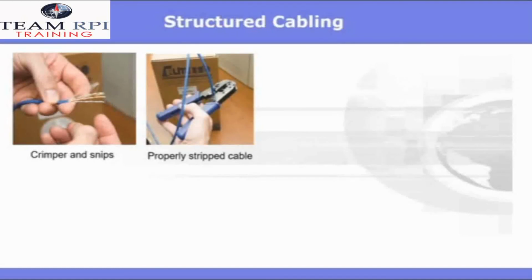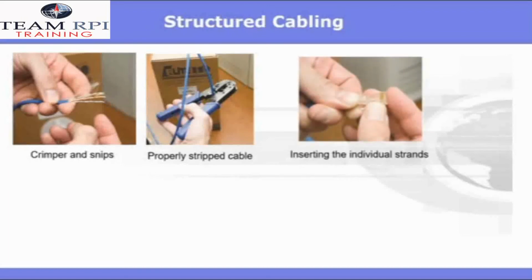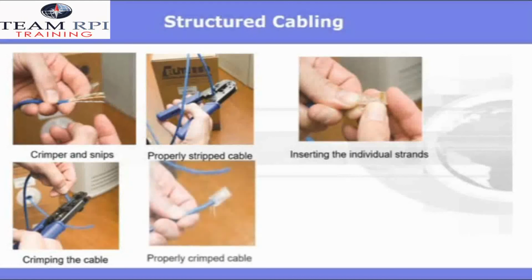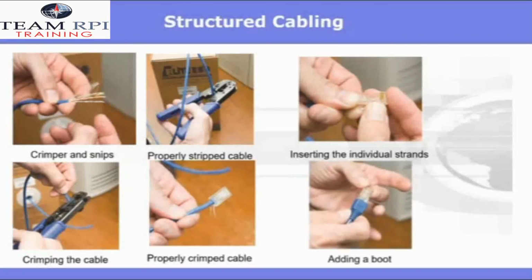Next, you'll strip away all the excess sheathing that you don't need, and you'll insert the individual strands into the end of an RJ45 connector. Once properly inserted, you'll use a crimping tool to make sure the strands stay in place. And you're done. Well, kind of. It's always a good idea to put what's called a boot on the end of your cabling. This is going to help protect from snagging the Cat5 cable.